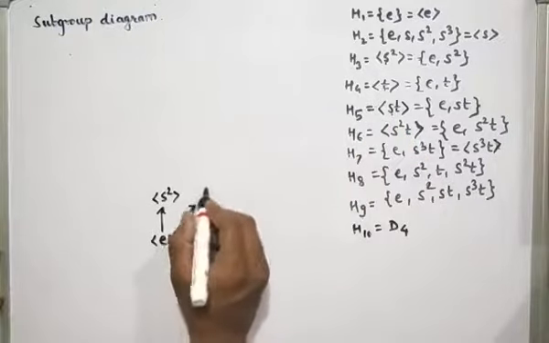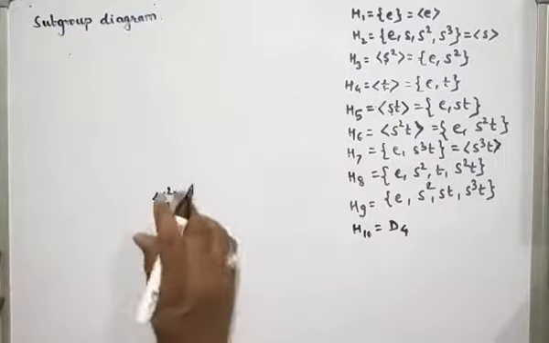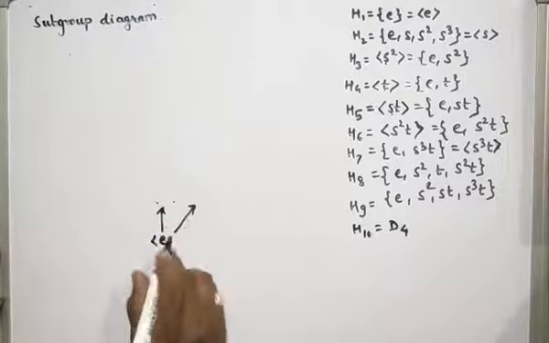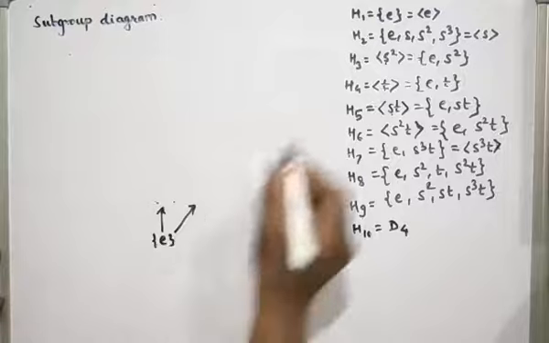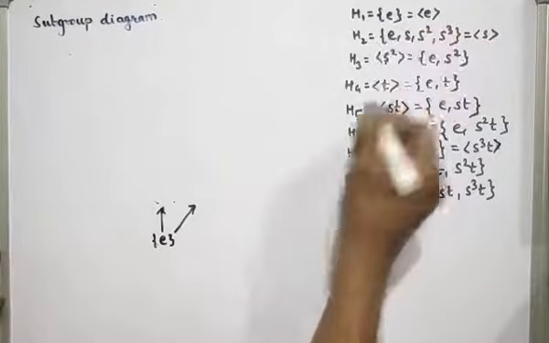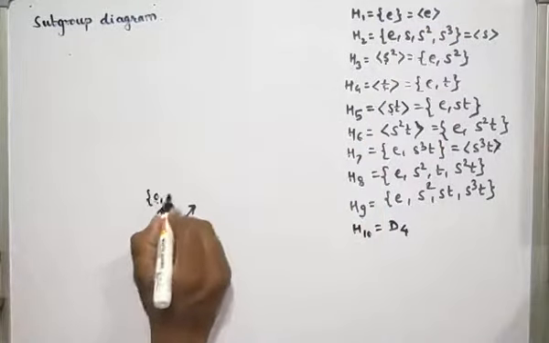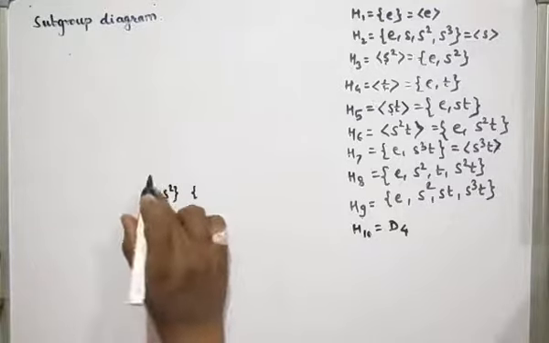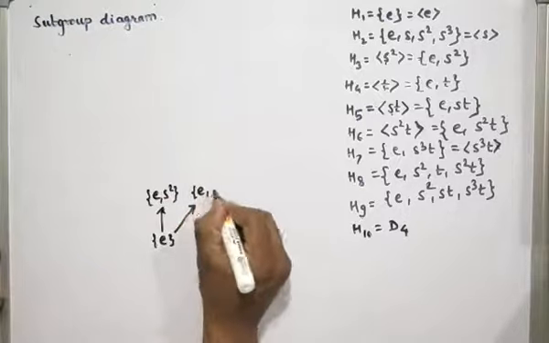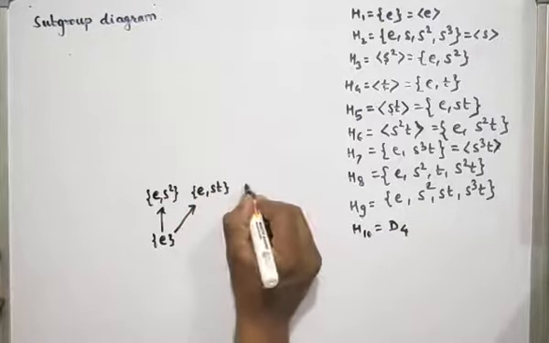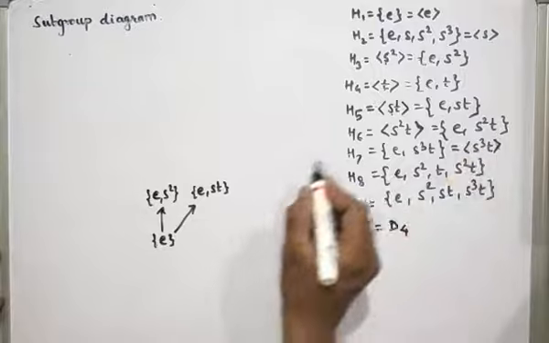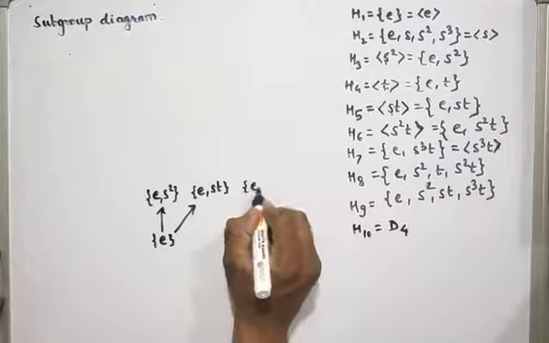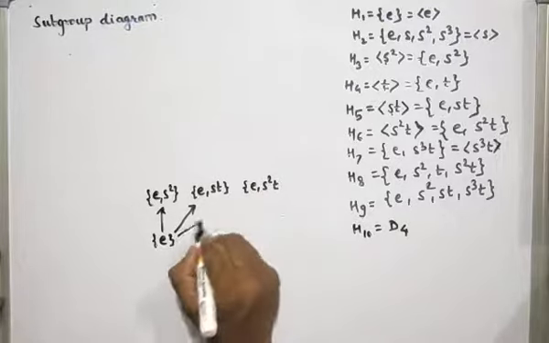ST, S square. So here I will write the whole elements, where this is the singleton identity. Next I will write identity, S square, next identity, ST. Next identity, S square T, and identity, T.